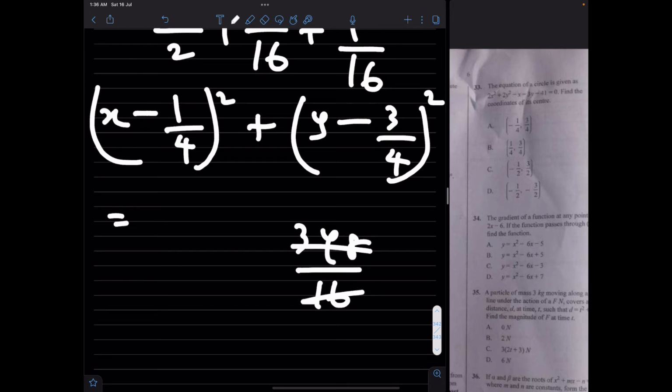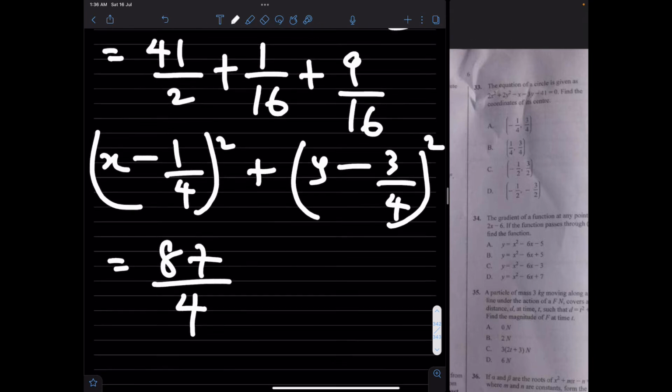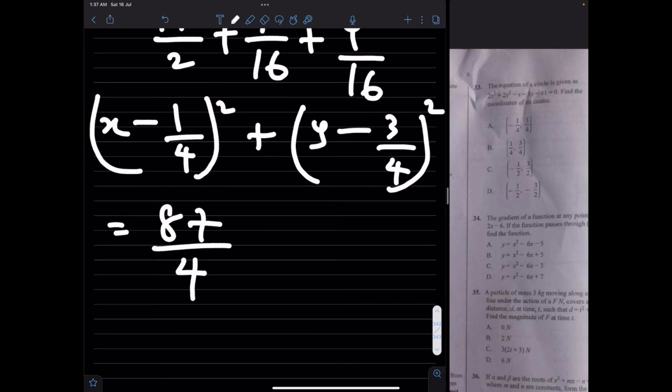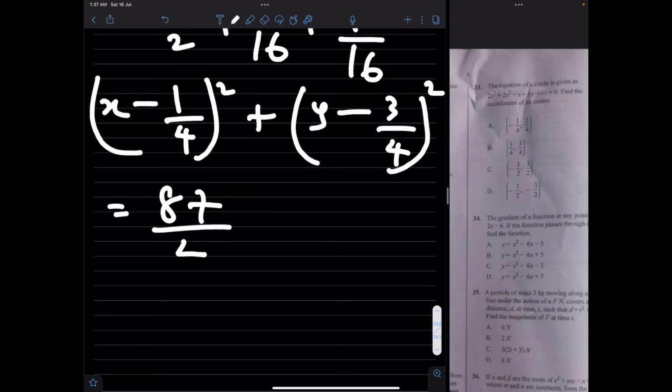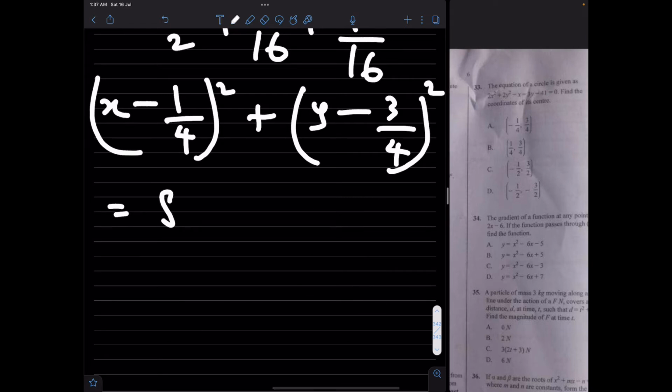Can we divide? Yeah, 4 in 34 is 8, 4 times 8 is 32, 4 in 28 is 7, and 4 in 16 is 4. So that's 87 over 4. The right hand side will become 87 over 4. What did I erase? 348 over 16, which is the same as 87 over 4. Yeah, so that's 87 all over 4.